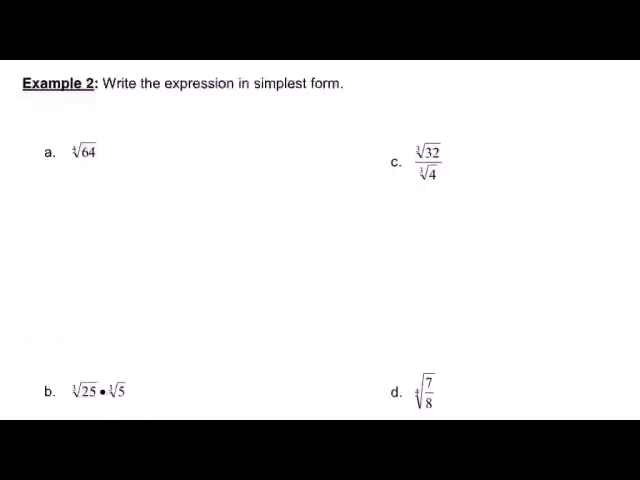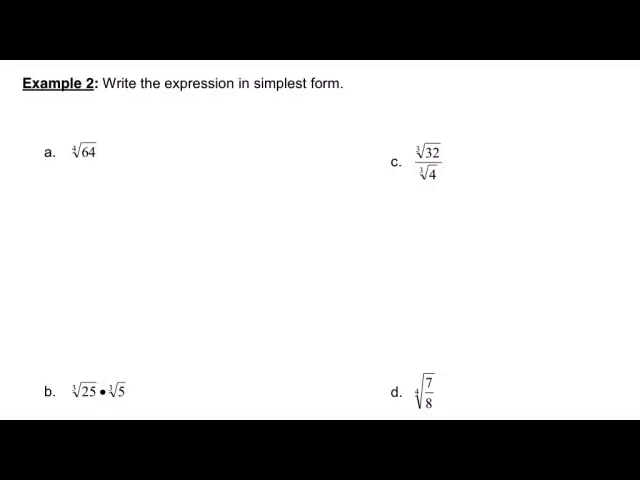Example 2 says to write the expression in simplest form. So again, the rules that we learned about radicals in Chapter 5 when we were simplifying radicals apply when we have radicals other than square roots. So we're going to simplify the same way. We're just looking for different groups. If you remember, when we were looking at square roots, we were looking for groups of 2 to factor out of the radical. Now we're looking for whatever our index is, that's the number of groups that we are factoring out. So for part A, we have the 4th root of 64.